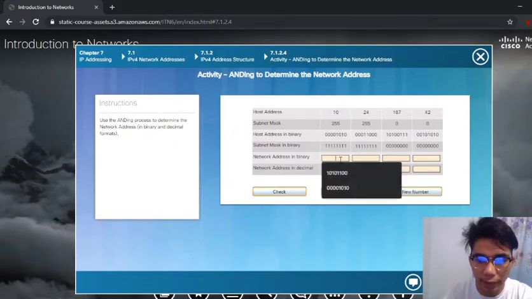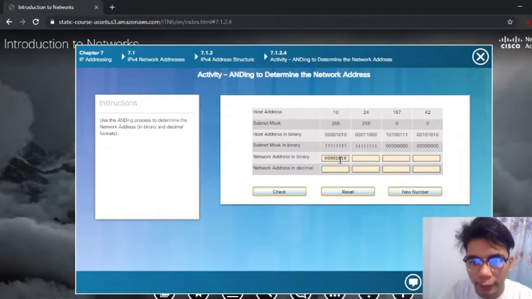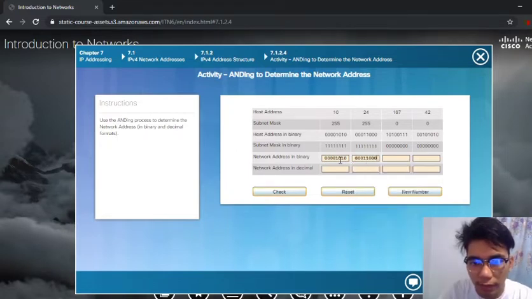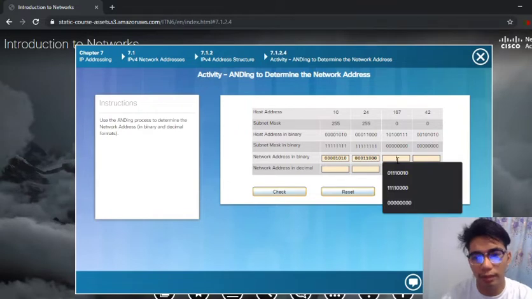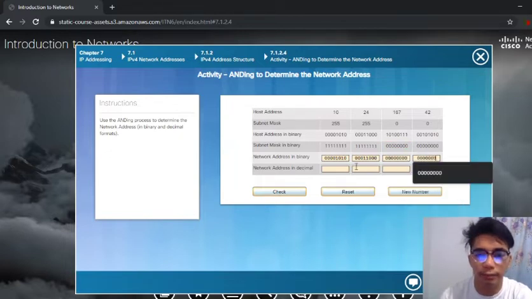Then would be 0, 0, 0, 0, 0. Then the other one would be 0, 0, 0, 0, 0, because, as you can see, the binaries here are pure zeros. Then this would be 0, 0, 0 because, as you can see, the subnet mask is already 0, so it would be all 0.